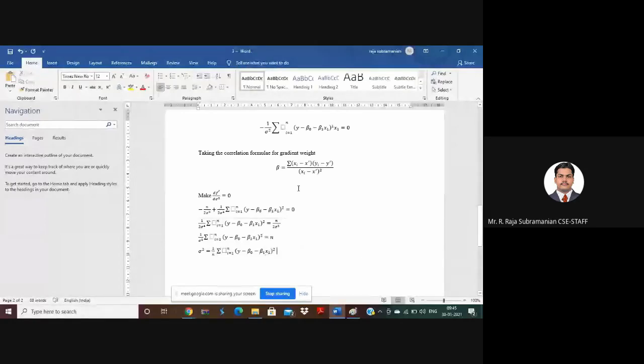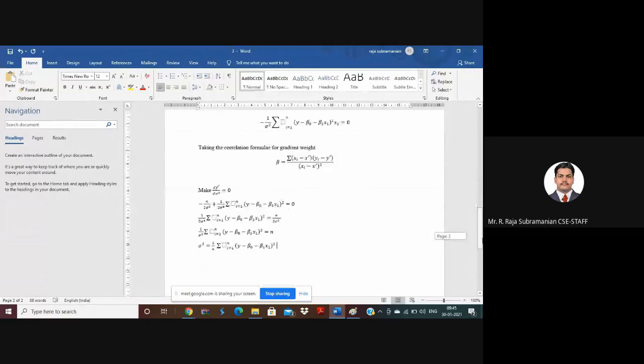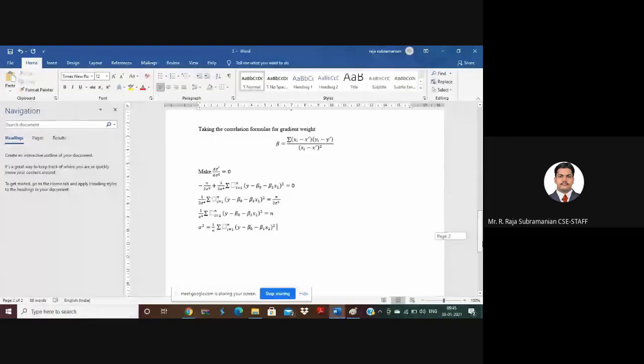So how are the values updated? What is beta 1? This beta is nothing but beta 1. How beta 1 is computed, how sigma squared is computed, and how beta naught is computed. So this is the parameter estimation for the regressions, whether it is simple linear or multiple linear.